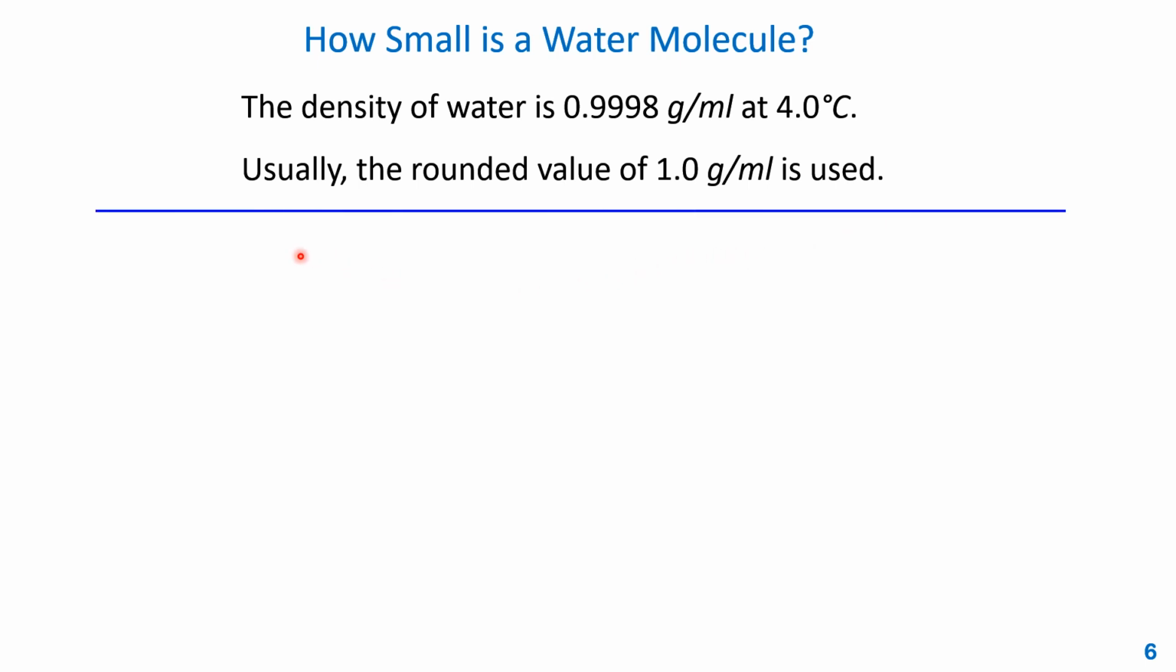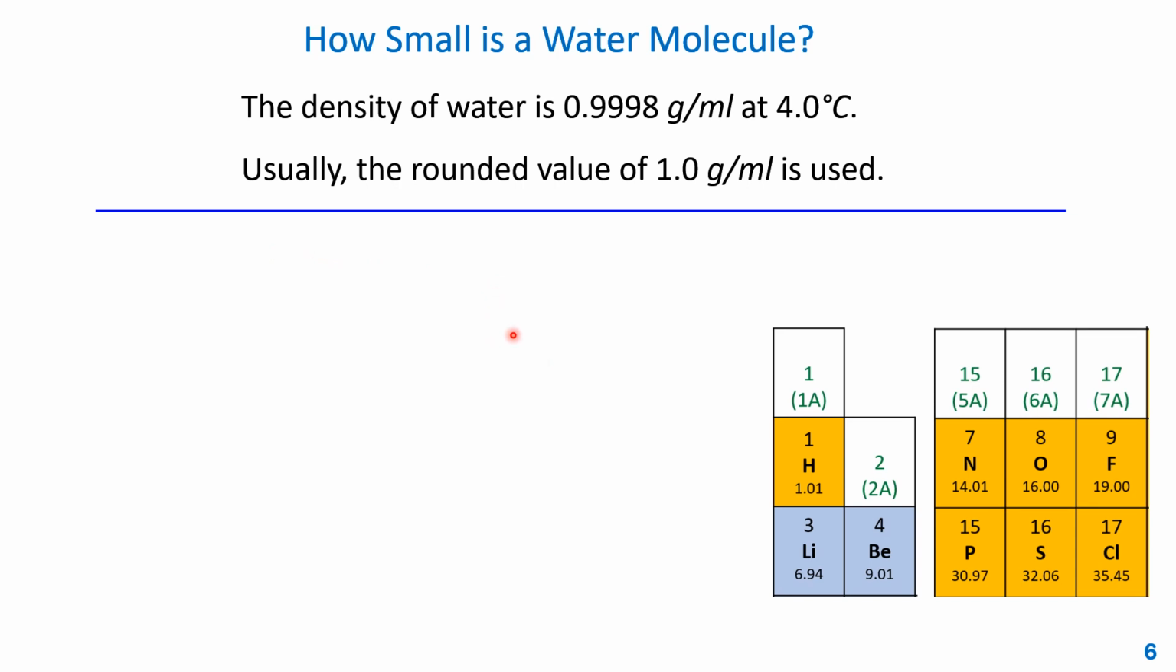Now, we can calculate the volume of 1 mole of water. So then we need to know the molar mass. Why do we need the volume of 1 mole? Because when we know the volume of 1 mole of water, we can use that volume divided by Avogadro's number. We can calculate the volume of each single water molecule. So we need the water molar mass.